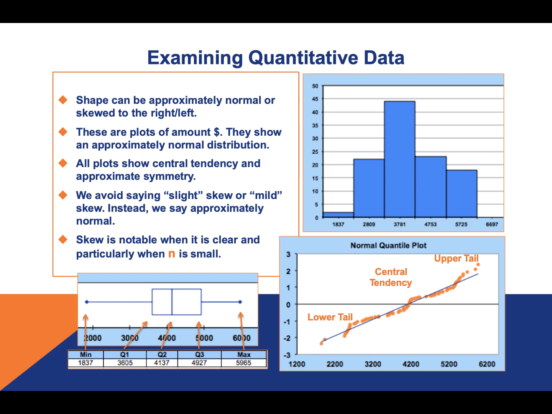We avoid saying slight skew or mild skew. Instead, we would say it's approximately normal. Skew is particularly notable when it is clear and when the sample size n is small.